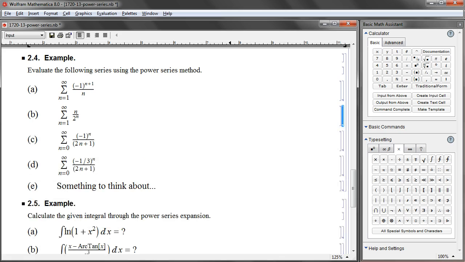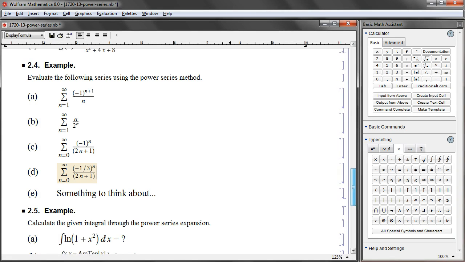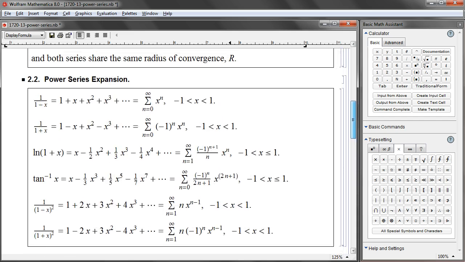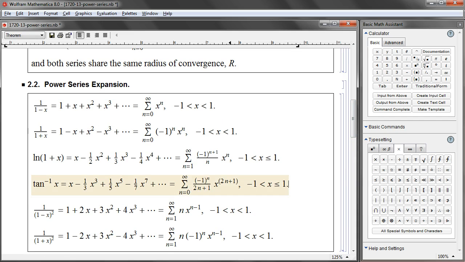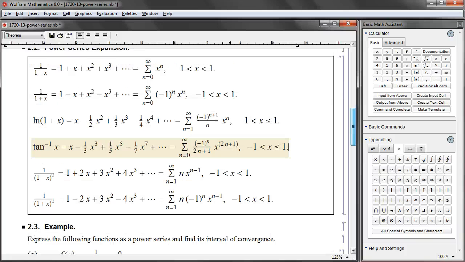I'm going to leave the other 2 problems to students here. An alternating series with denominator 2n plus 1, all the odd numbers, obviously must have something to do with the arctangent function. Okay, that's where I'm going to stop.